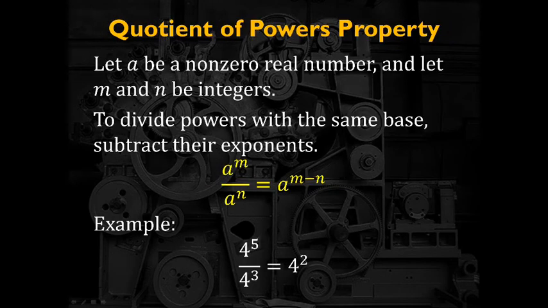Next, we have the quotient of powers property. This time, you have two terms with the same base, both with exponents, and you're dividing them. In this case, you're going to subtract the number on the bottom from the number on top. So a to the m over a to the n equals a to the m minus n. So for example, 4 to the 5th over 4 to the 3rd. Since you are dividing terms with exponents and both of the bases are the same, you are going to subtract the exponents. So 4 to the 5th divided by 4 to the 3rd is the same as 4 to the 5 minus 3, or 4 squared.